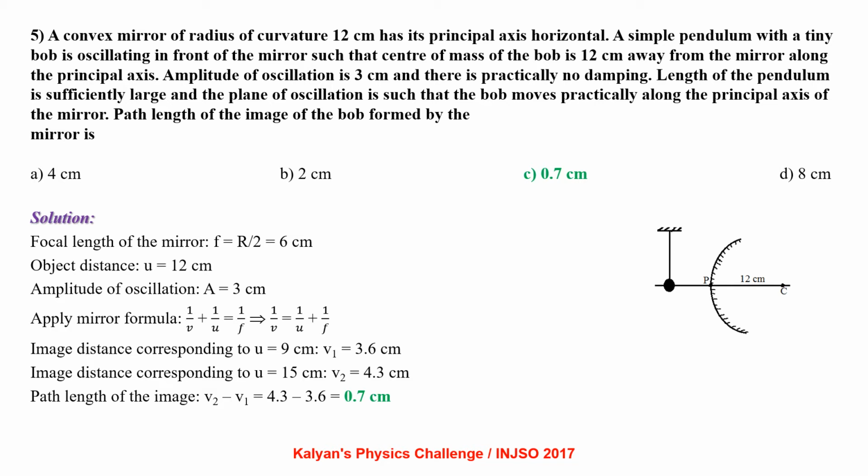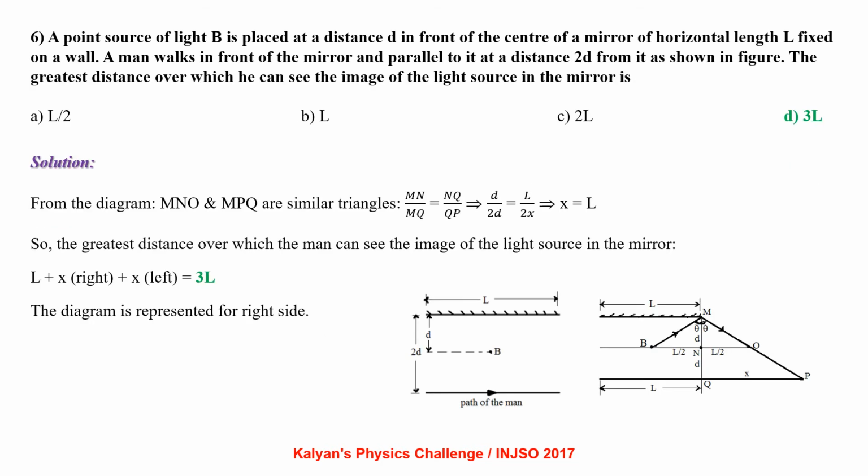A point source of light B is placed at a distance D in front of the center of a mirror of a horizontal length L fixed on a wall. A man walks in front of the mirror and parallel to it at a distance of 2D from it as shown in figure. The greatest distance over which he can see the image of the light source in the mirror is. See the diagrams carefully.